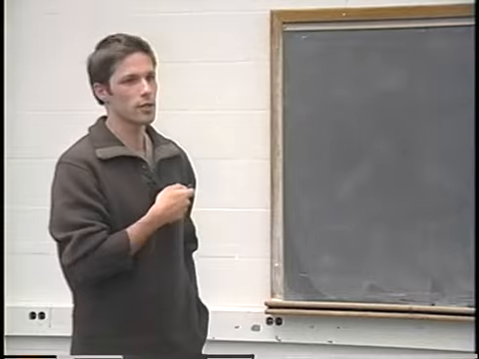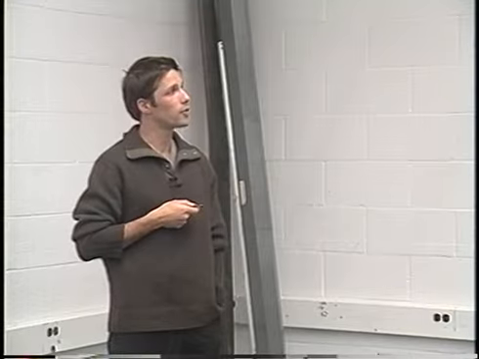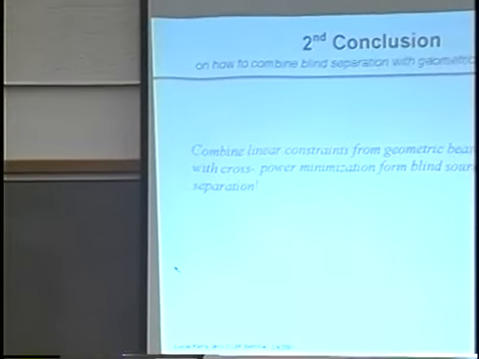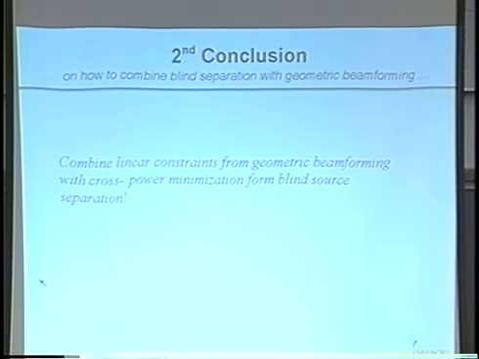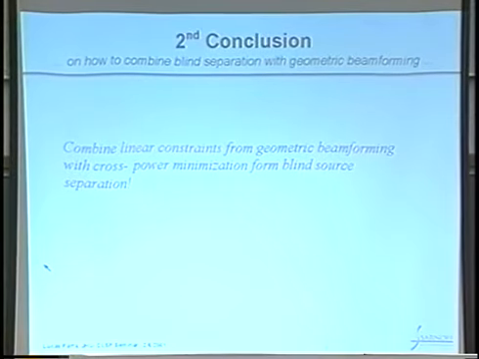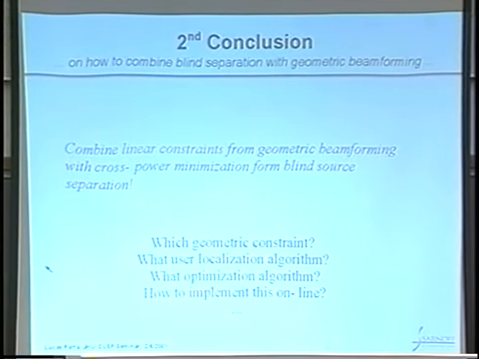So this is the second conclusion. The way to do it, I think, is use the linear constraints from geometric beamforming and the cross power minimization criteria from the source separation algorithms, put them together and see what you get. And here's the point where we could stop and you go home and implement a little something and publish a paper, right? And then acknowledge me somewhere. But of course I had to try this myself, and I had also some time.